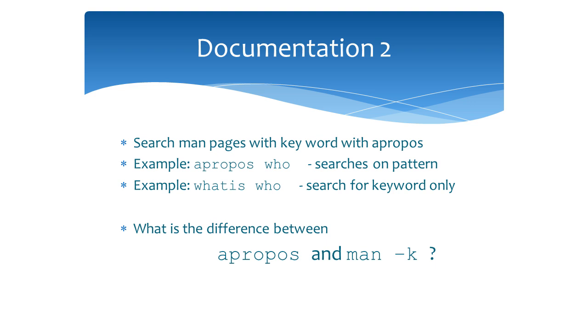Whatis space who. What is the difference between apropos and man minus k? Minus k is an option. Try it. Apropos space zip, hit enter. Then try man space minus k space zip, enter. Is there a difference? It is actually the same command and will return the same results. Apropos is an alias of man minus k.